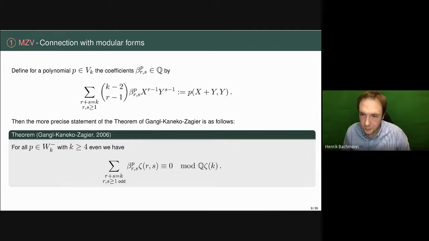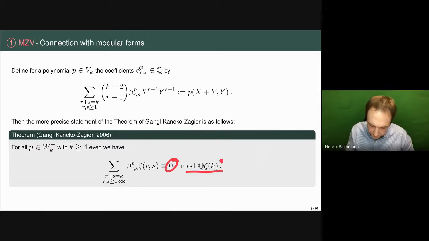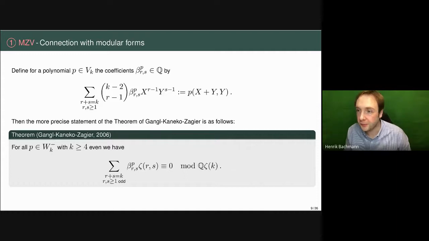Yeah, and for example, if you start with the Ramanujan delta function and then calculate the period polynomial, and construct these betas, then you will get the relation I mentioned before. And here I say this is 0 modulo some single zeta, but actually you can also work out the explicit coefficient, which you get here as a multiple of zeta(k).